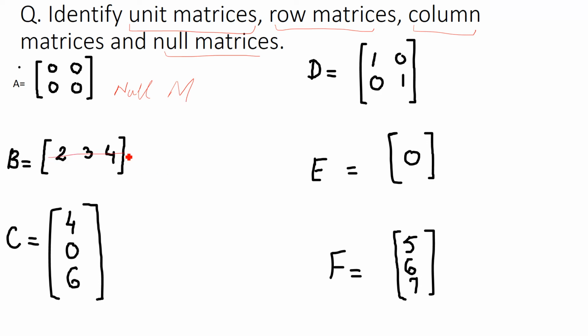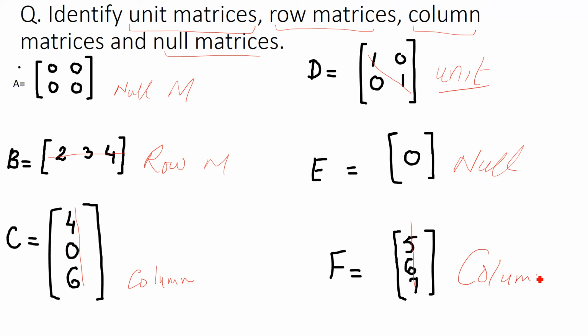In B, we have one row. It is called the row matrix. C, you have one column. So it is called the column matrix. In D, see, diagonal entries are 1, all others are 0. So this is called the identity matrix or unit matrix. E, only one entry and it is 0, so it is the null matrix. F, there is only one column, this is called the column matrix.